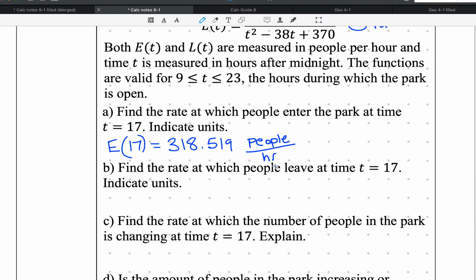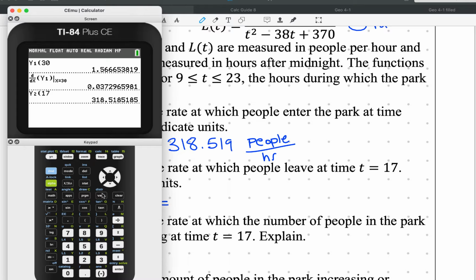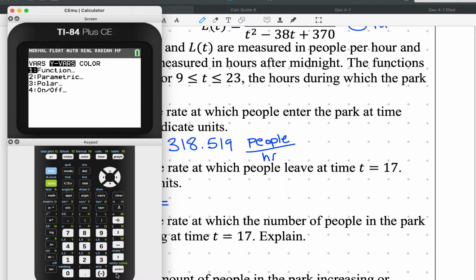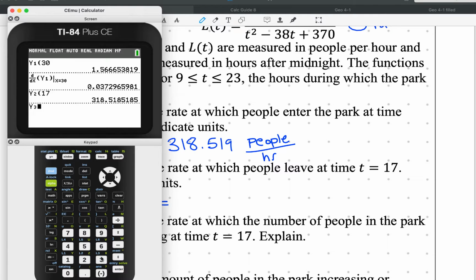All right, what about B? Find the rate at which people leave at time is equal to 17. Again, indicate units. What is it really asking for, Teflon? L at 17. Yep, capital L at 17. And again, just plug this in your calculator. For me, that's my Y3. So my var is right, enter 3, Y3 of 17.